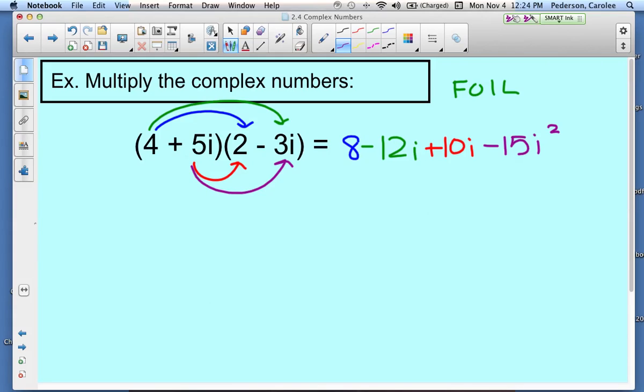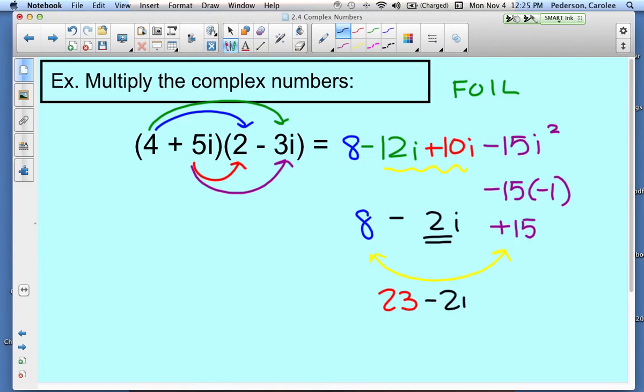Now we need to simplify it. So I'm going to take care of this i squared first. Remember, i squared is replaced with a negative 1. And then negative 15 times negative 1 is positive 15. I have like terms here with a negative 12i plus 10i. Those become negative 2i. And then we have this 8 out in front. Again, we have like terms with these two. 8 and 15 combined together give us 23. And then we have this minus 2i still left.